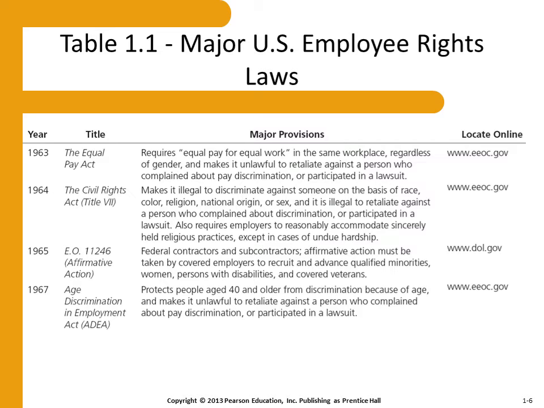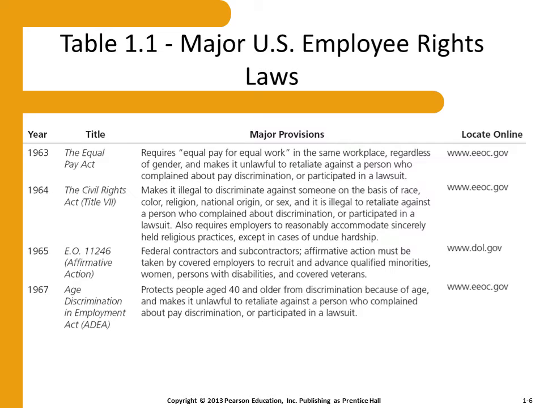The Civil Rights Act makes it illegal to discriminate against someone on the basis of race, color, religion, national origin, or sex, and it's illegal to retaliate against a person who claimed discrimination or participated in a lawsuit, and it requires employers to reasonably accommodate sincerely held religious practices except in cases of undue hardship. And that was enacted in 1964.